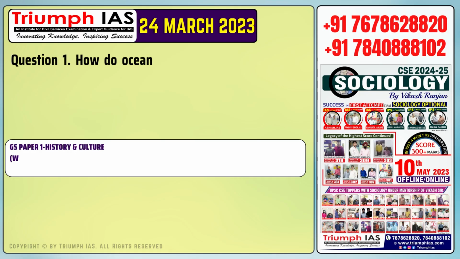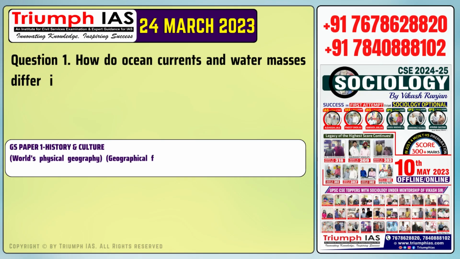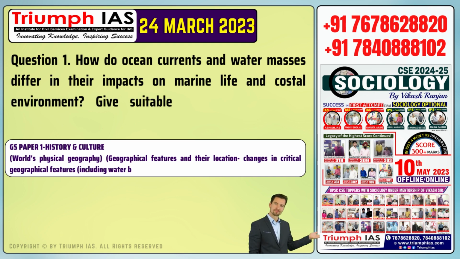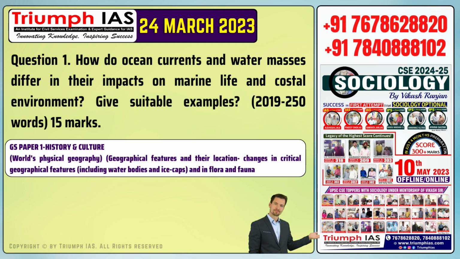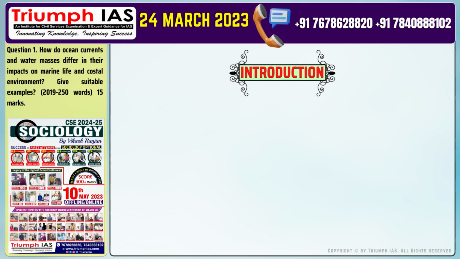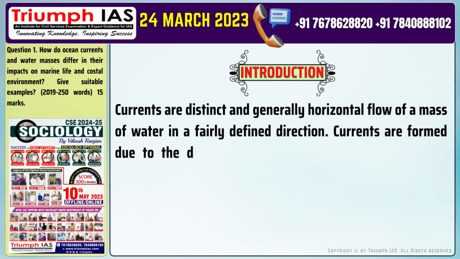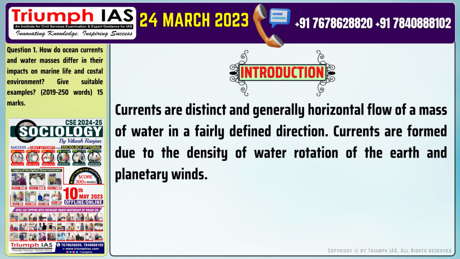Question number 1. How do ocean currents and water masses differ in their impacts on marine life and coastal environment? Give suitable examples. Let's start with the introduction of the answer. Currents are distinct and generally horizontal flow of a mass of water in a fairly defined direction. Currents are formed due to the density of water, rotation of the Earth and planetary winds.